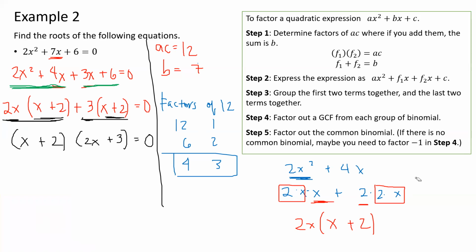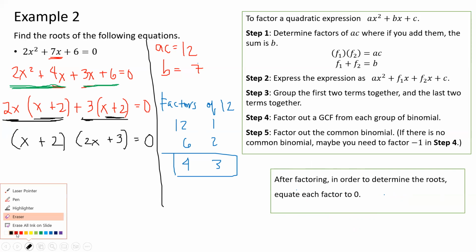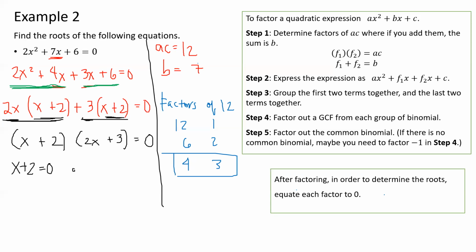However, what we want to do is to determine the roots. This is just the factoring part. So if we want to determine the roots, remember, let's just erase this first. Remember that in order to determine the roots, equate each factor to 0. So each factor here, x plus 2 is equal to 0, or 2x plus 3 is equal to 0.